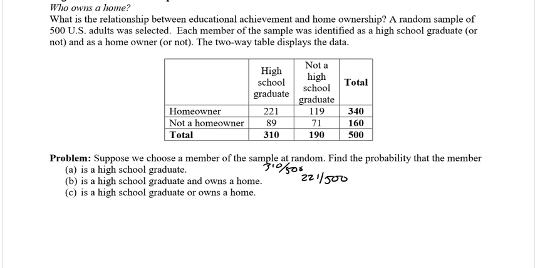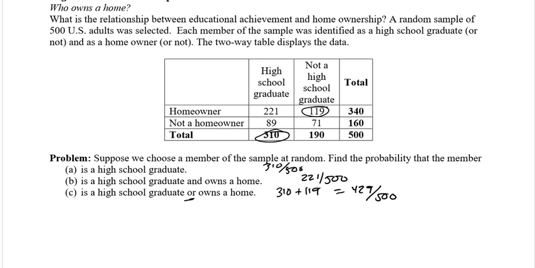And finally, is a high school graduate or owns a home? Well, there were 310 high school graduates, plus there are another 119 that are not high school graduates, but they do own a home, and since it says or, we want to do 310 plus 119, which is 429 out of 500.